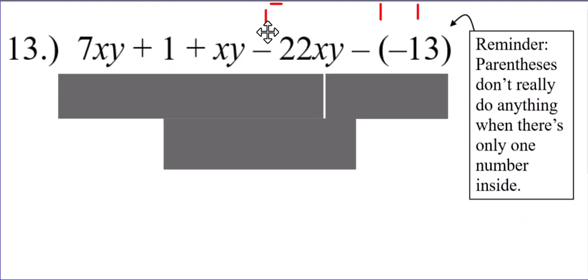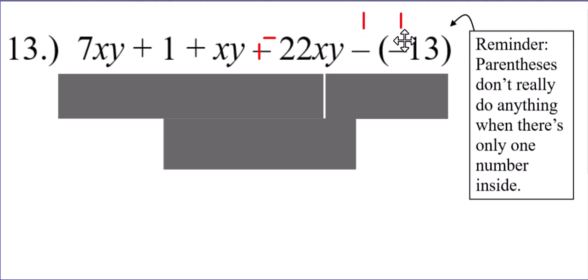Problem 13. Make subtraction, adding the opposite here. Make it adding the opposite here. You're like, whoa, you ignored the parentheses? Well, yeah, I did. Did you read the little hint off to the side? The parentheses don't really matter. They don't really do anything when there's only one number inside.